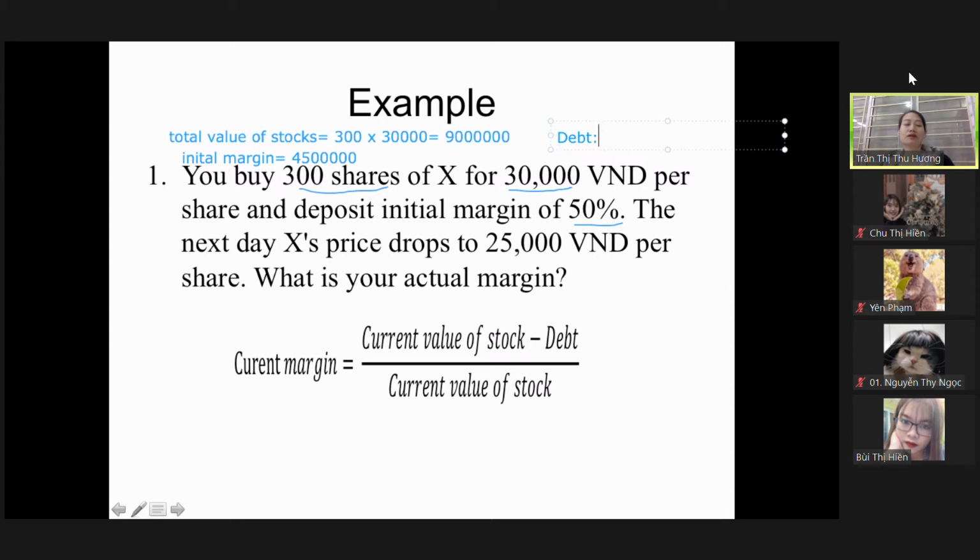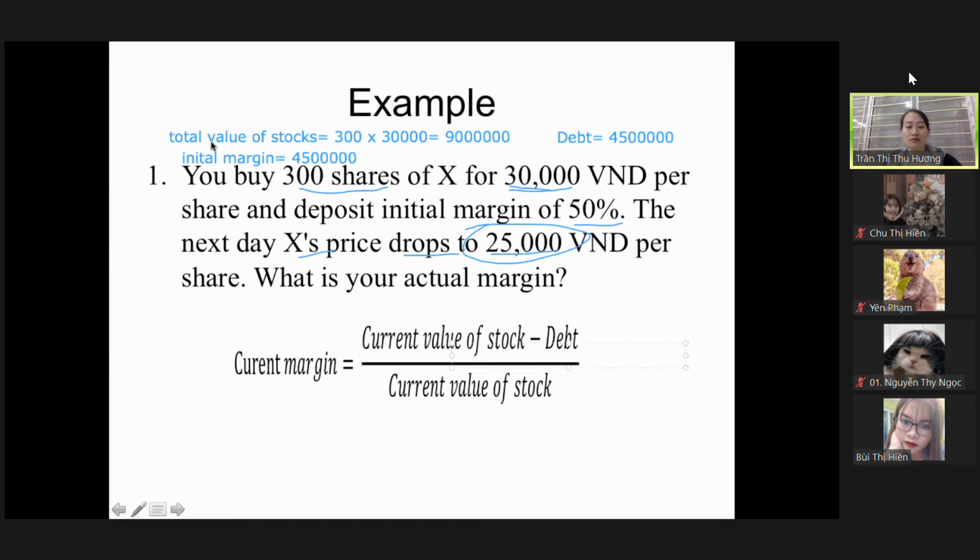Now, the next day, the stock price dropped to 25,000. So we have a new price of 25, and the price decreased from 30 to 25. So it means your current margin will decrease. So now determine the current margin. You take the current value of the stock minus debt, divided by the current value of the stock.